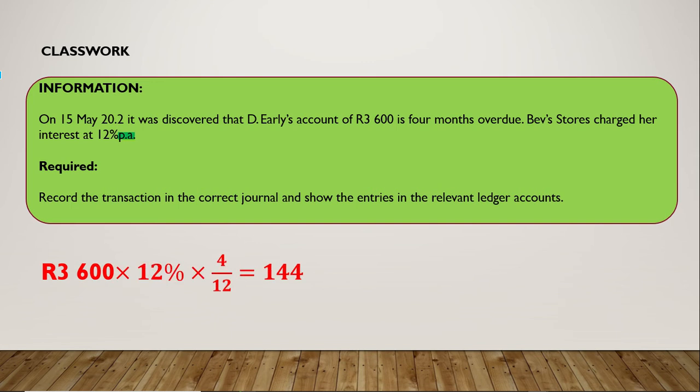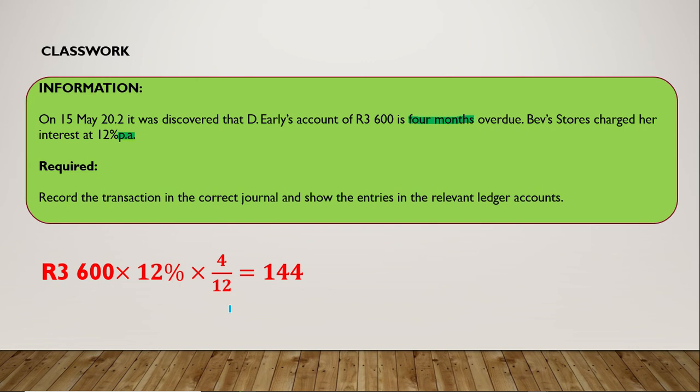All I'm going to do, guys, is to take the 3,600 that DLE owes, multiplied by 12%, multiplied by 4 out of 12, because this percentage is for the whole year. This process is called apportioning. I'm simply apportioning it to 4 months. I just need interest for 4 months, not for 12 months, okay? And that'll give you 144. That 144, guys, is simply interest on overdue account.